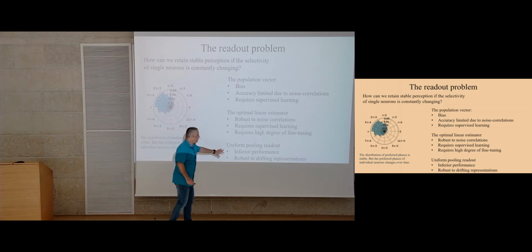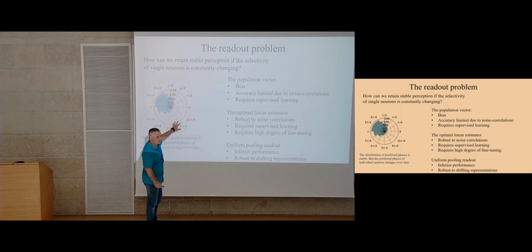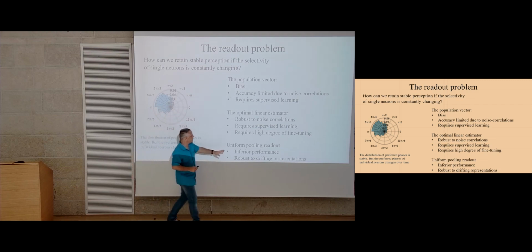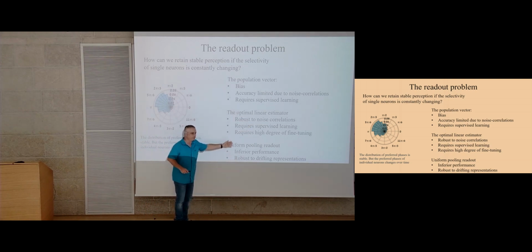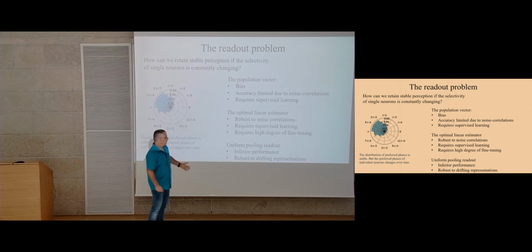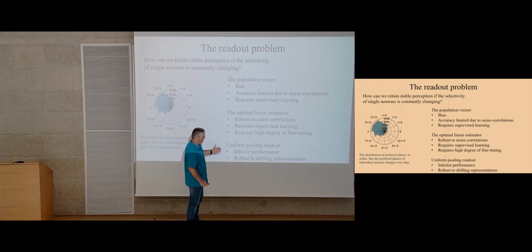If you just sum the activities of all the neurons, then just because the distribution is not uniform, we have information about the phase. In terms of the information, it's inferior to both of them. But it is absolutely robust. You don't need to sum them uniformly; even if we just sum them randomly, it will do the trick.